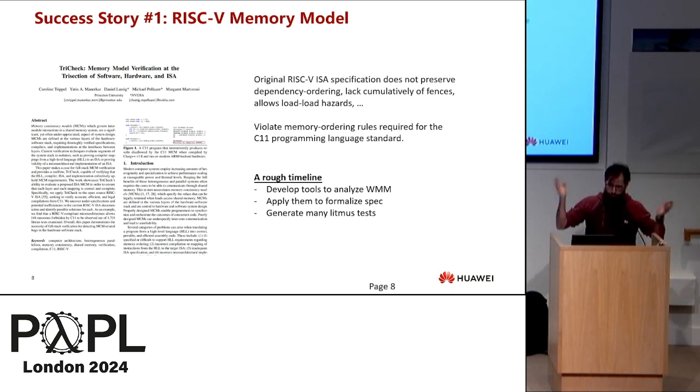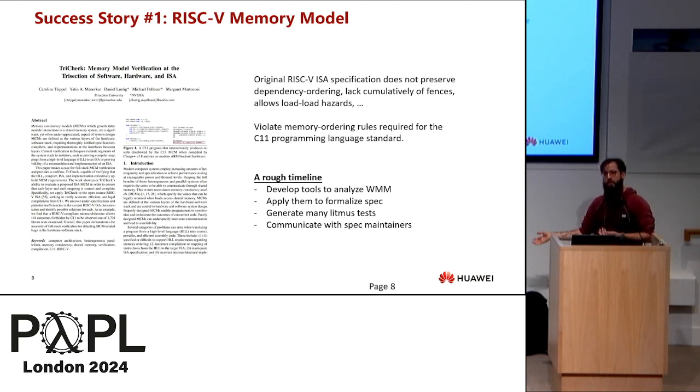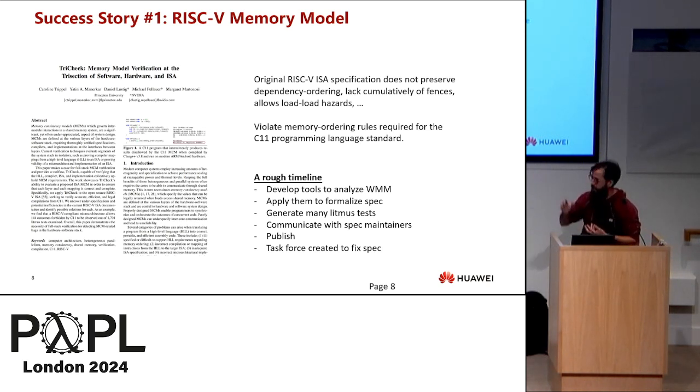Obviously, you need a bunch of litmus tests, because at the end of the day, we also have some kind of bounded verification or testing, so you need to generate a lot of litmus tests. They found some issues. They communicated with the maintainers of the specification. There was acknowledgment that, okay, there's a problem in here, we work together, we fix it. Eventually, they published a paper, and then the RISC-V Foundation formed a task force to actually create a formal specification of RISC-V.